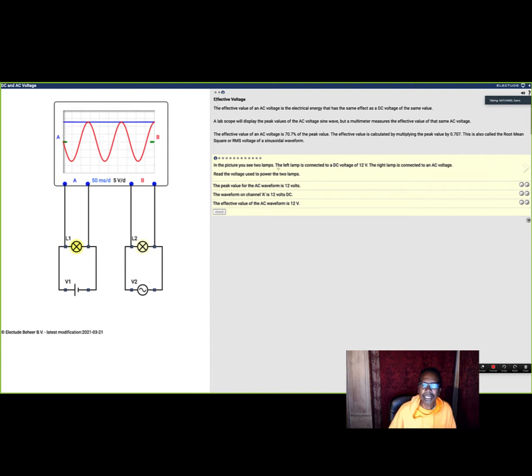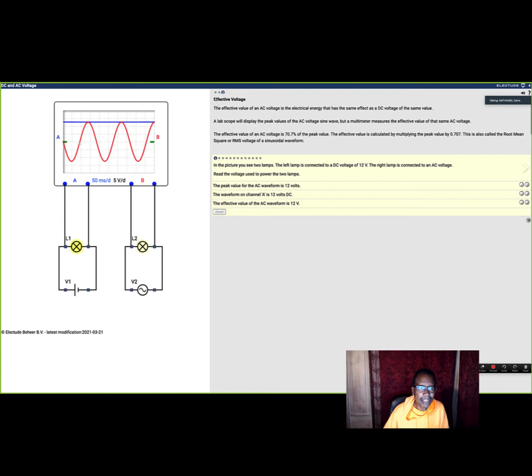In the picture, you see two lamps. The left lamp is connected to DC voltage of 12 volts, and the right lamp is connected to AC voltage. Now this is the red line. You can see here that says 0. I'm going here negative, and here positive, back down to 0. That's one cycle. So if I'm looking at the positive voltage above this line, which is this 0, this is 0 when this green line is at. You can see I got about 12 volts AC.